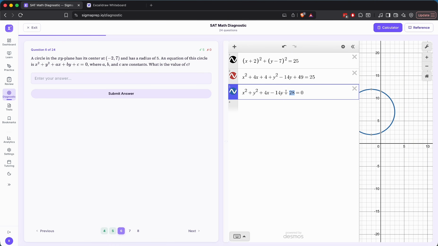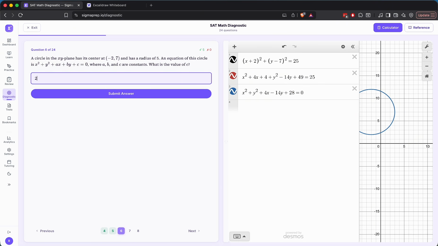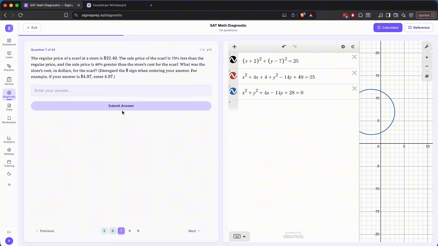And that's it. The question's about C, right? It could be about A, B, C. It could even ask you what's A plus B plus C or whatever at the end. It just wants to know C. So now we know that's 28. We're done. We move on.